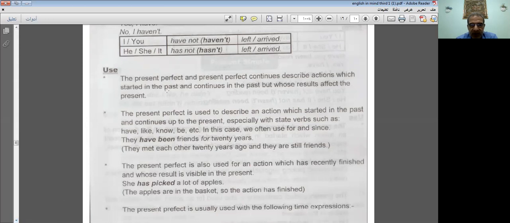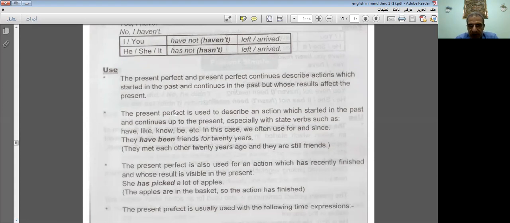We use the present perfect and the present perfect continuous to describe actions which started in the past and continue in the past, but those results affect the present. Okay. So the results affect the present, so there is an effect at the present time.